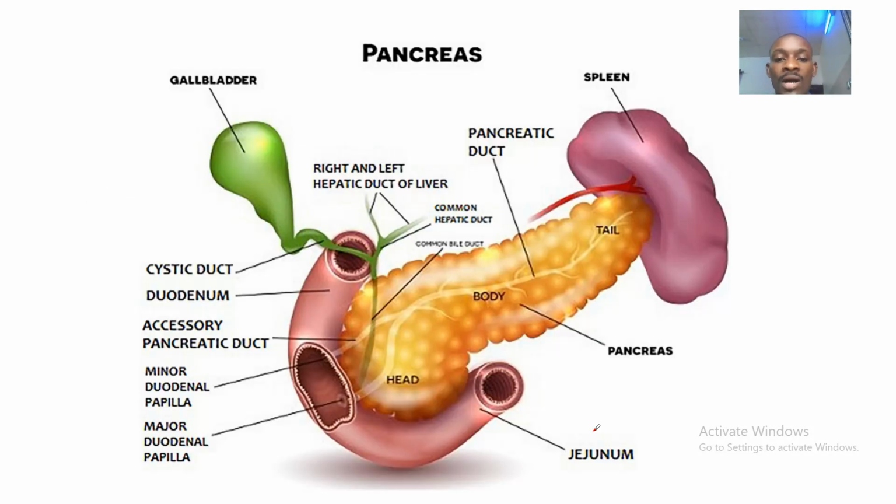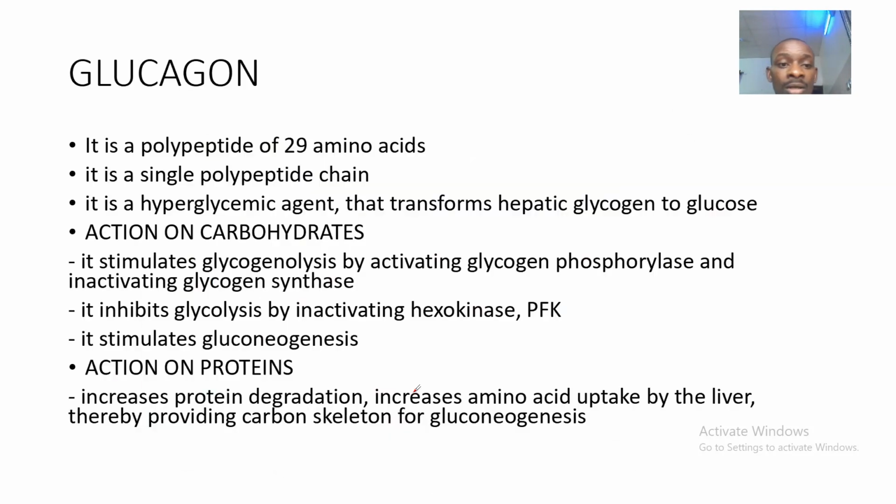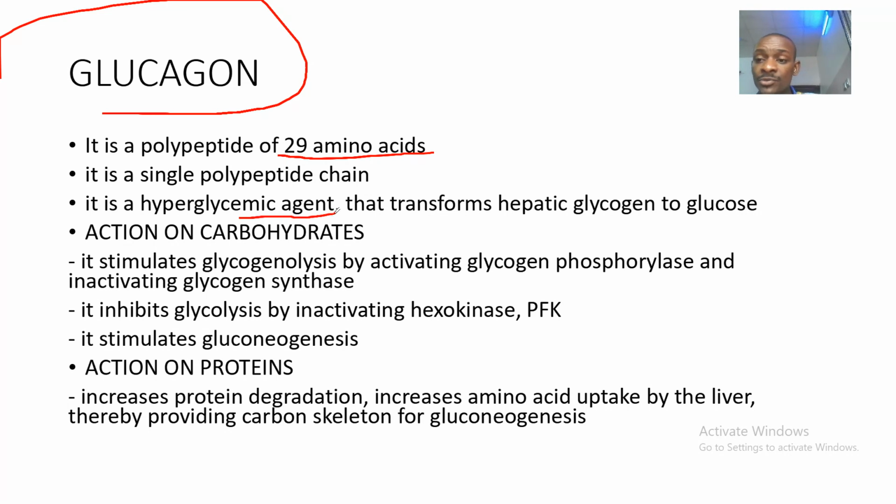So this is the pancreas, this is the tail, this is the body, the head. We spoke about the cells: the alpha cells, beta cells, delta cells. Don't forget. The glucagon that is secreted by the alpha cells is a polypeptide of 29 amino acids. It is a single polypeptide chain. It is a hyperglycemic agent, it will cause buildup of more glucose in the body.